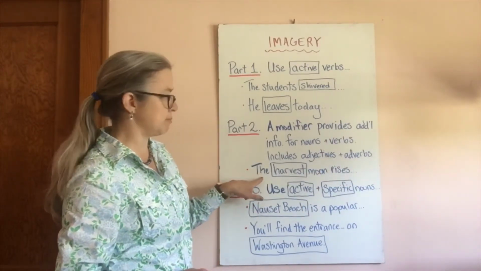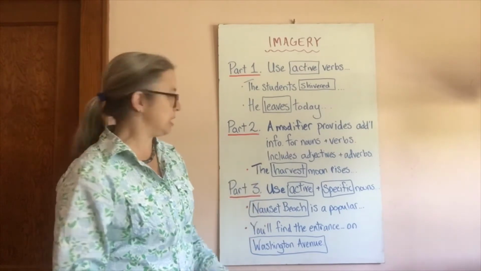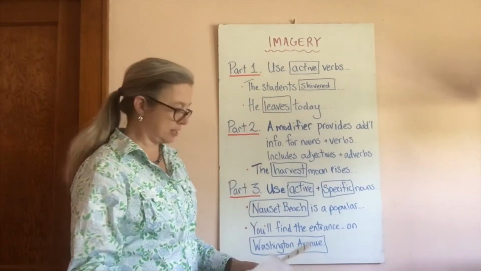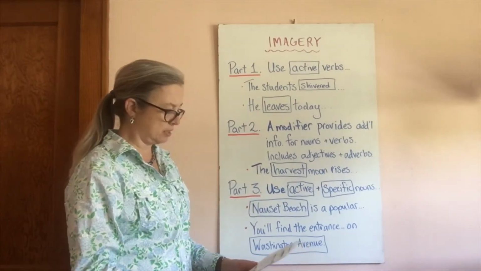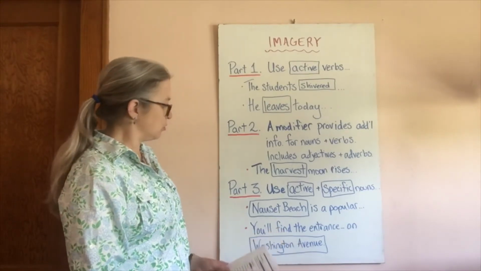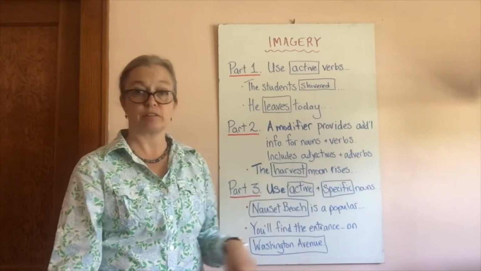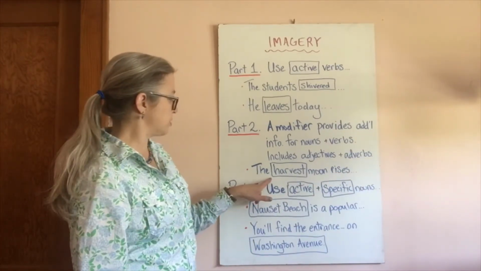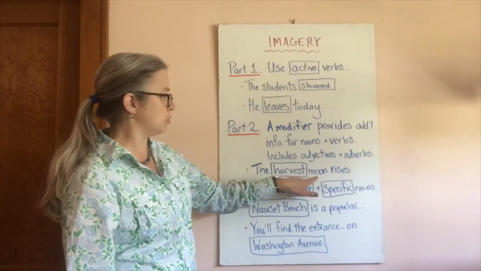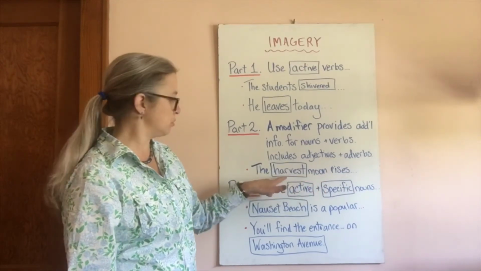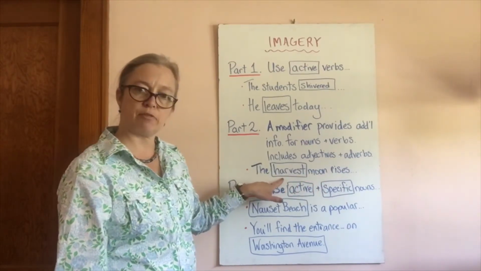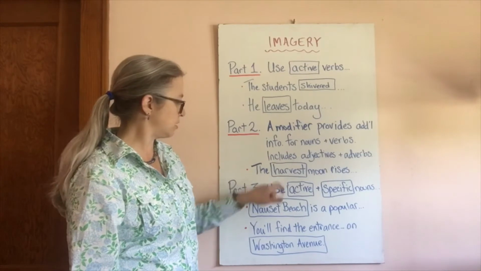So in the example I had on your paper, which has the blank spots that you must fill in, the harvest moon is rising or rises over the trees. So what's being modified? The moon. We're getting more information about the moon. This is a moon at a certain time of year, the harvest moon.